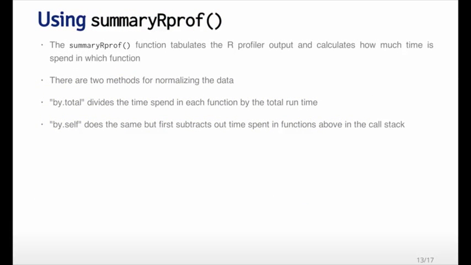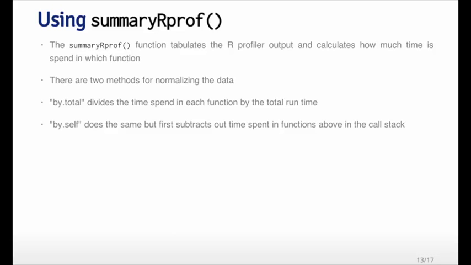That kind of raw output is not particularly easy to read. So we use the summaryRprof function to tabulate the R profiler output and calculate how much time is spent in which function. Once you see the function call stack, you know that each line is separated by 0.02 seconds, because that's the frequency at which it's sampled. Given that, you can calculate how many seconds are spent in each of the functions, because if a function appears in the function call stack, then you must be spending some time in it.